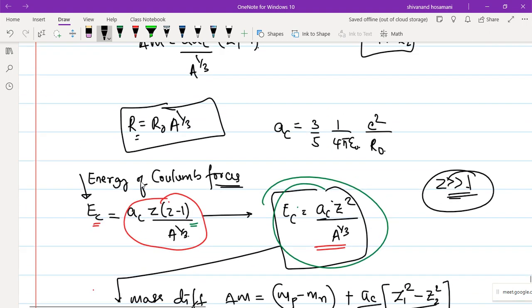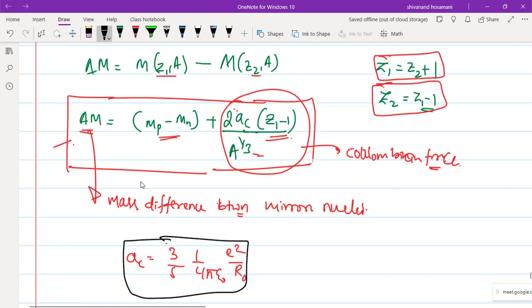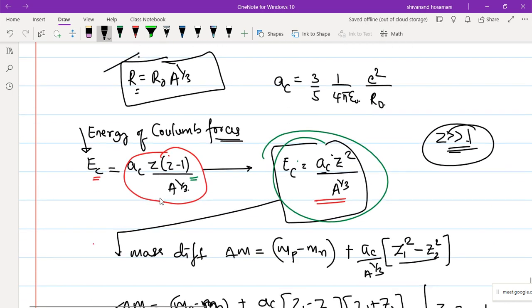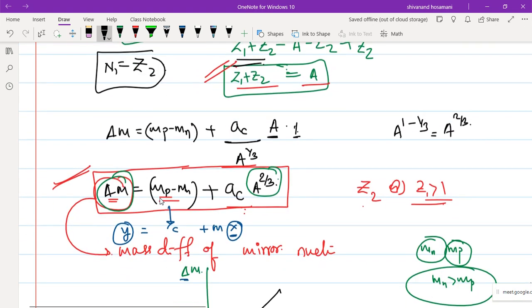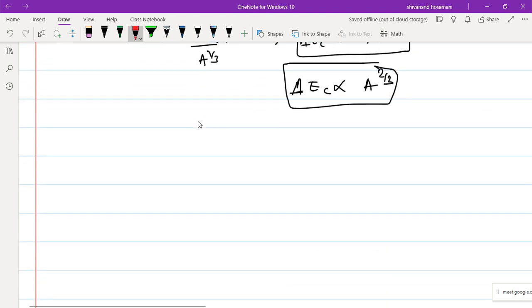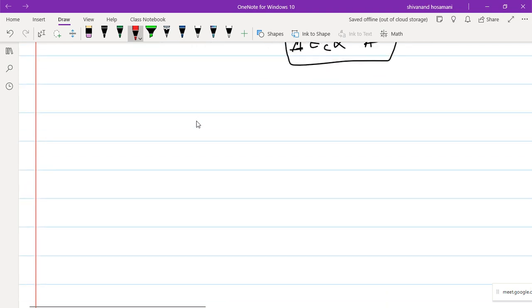Just for the mirror nuclei, we can calculate the mass difference. And by using that mass difference and all the terms, we can calculate the radius of that one. Then the energy of the Coulombian forces. Then we can calculate its mass difference. Then there is a plot of mass difference versus A to the power of 2 by 3. It's not just only A to the power of 2 by 3. So this is delta M. And there is a Coulombian energy difference.